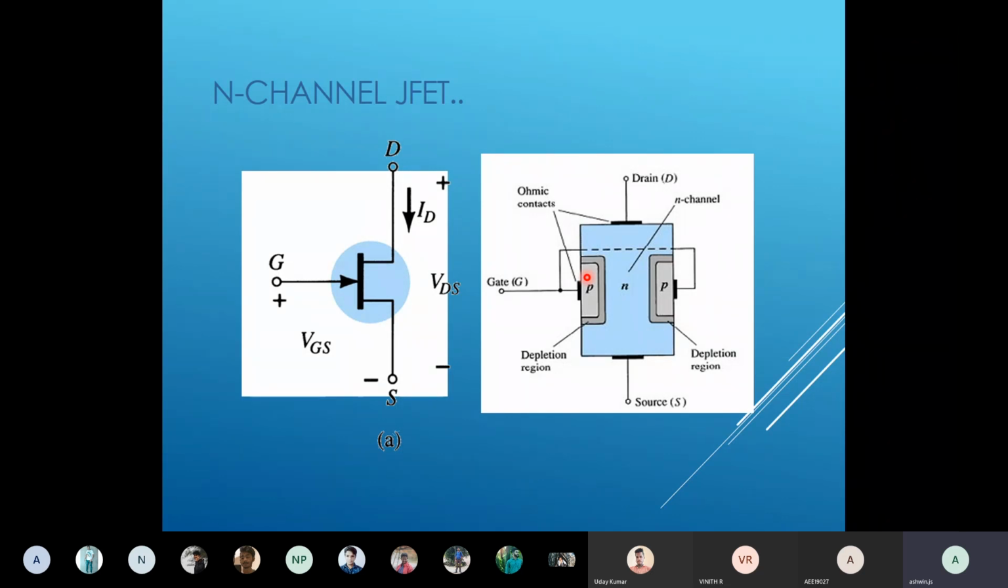Sorry, the drain is connected to positive, so N is positive, forward bias. N is positive.